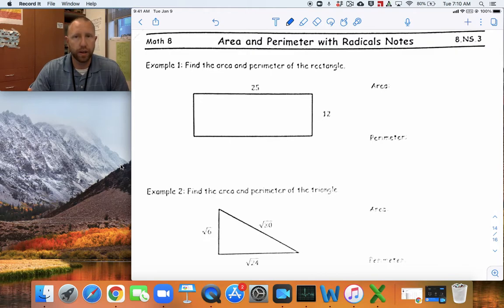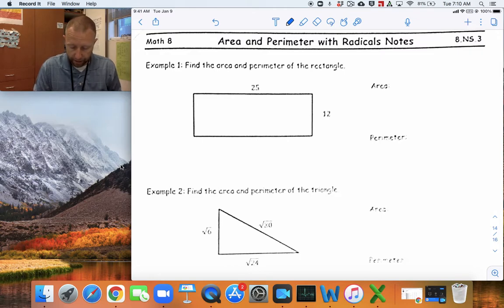Same thing with perimeter. It's adding all those around, right? So adding all those sides together. So you already know how to add and subtract radicals now. So that's what we're going to do today. We start off with just a rectangle that has these rational numbers for the sides. So I've got a rectangle that measures 25 by 12.